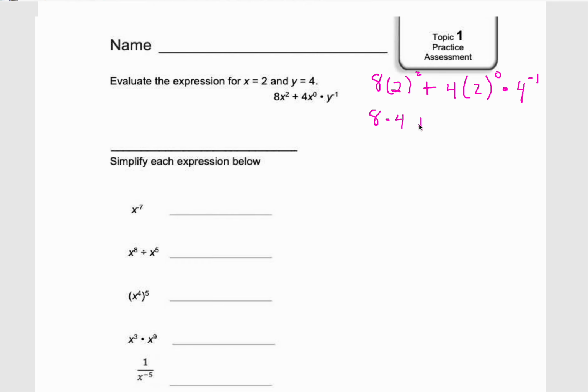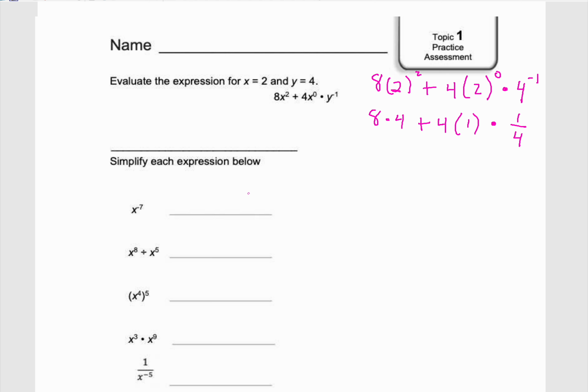And then I want to do plus 4. And then what is 2 to the 0 power? 1. 4 times 1. And then what happens when a number has a negative exponent? It turns into a fraction, so I need to do times 1/4. That would be 4 to the negative 1 power, makes it a fraction, okay? Now I can do my next step, which would be to multiply.